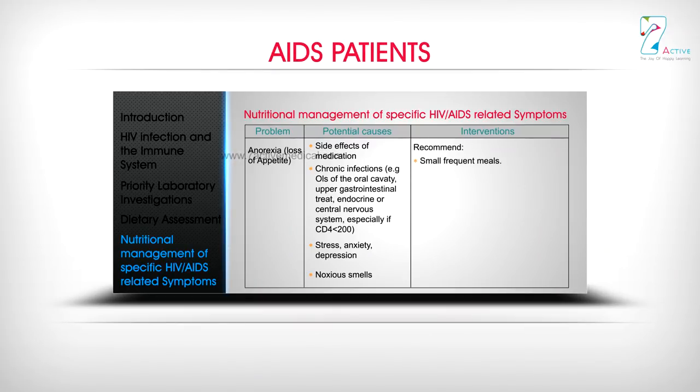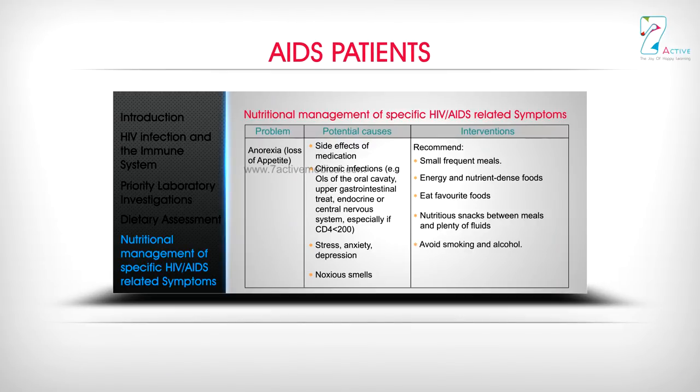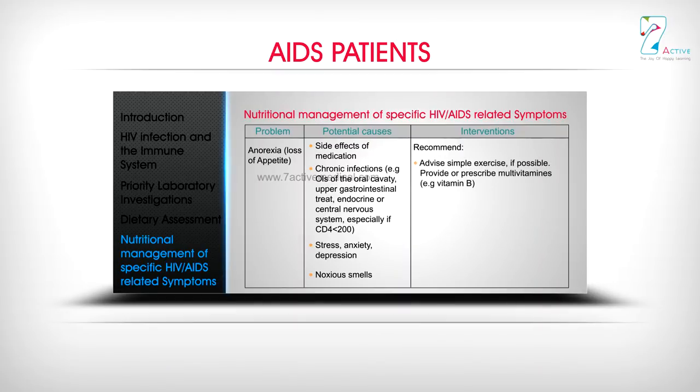Recommend small, frequent meals. Energy and nutrient-dense foods. Eat favorite foods. Nutritious snacks between meals and plenty of fluids. Avoid smoking and alcohol. Eating in the company of friends or relatives. Advise simple exercise if possible. Provide or prescribe multivitamins, for example vitamin B.